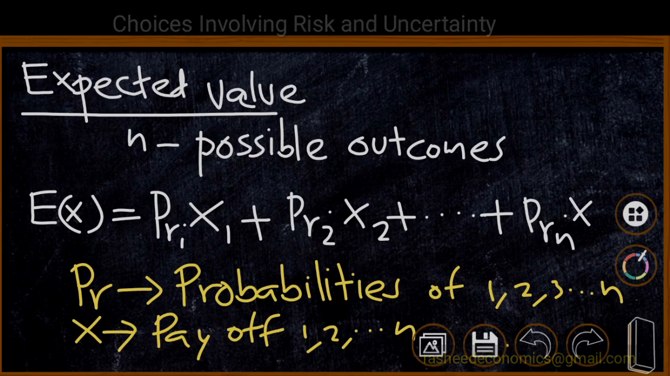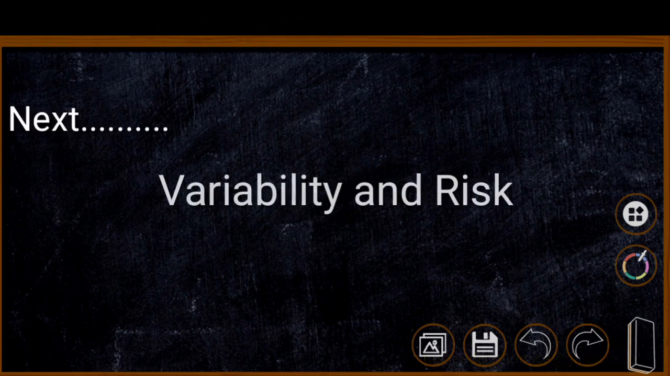We will be using this equation in measuring the NM index, Neumann-Morgenstern index. In the next part of the video, we will be explaining the concept of variability and how it affects the measurement of risk.